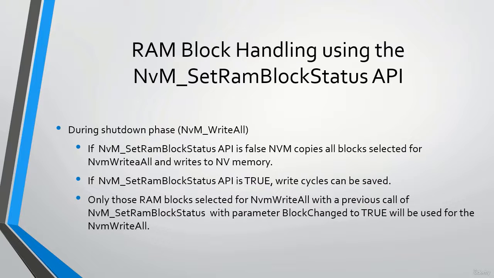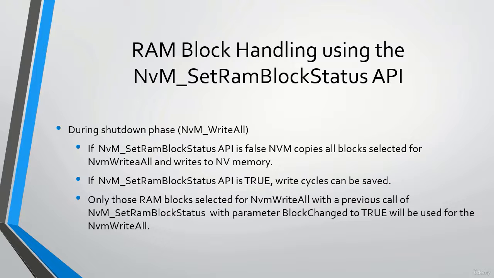For example, if the NVM set RAM block status API is false, then NVM copies all blocks selected for NVM write all and writes them to the NVM memory. So if this API is false, NVM will copy all blocks which are selected for this write all operation, and then they will be written to the NVM memory.